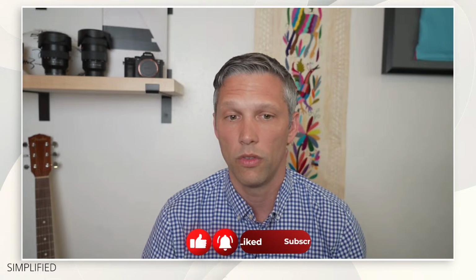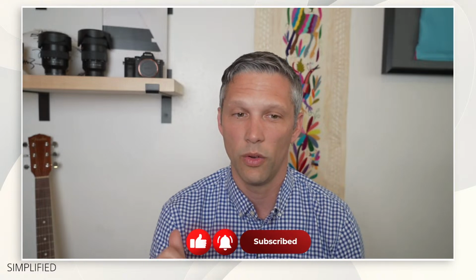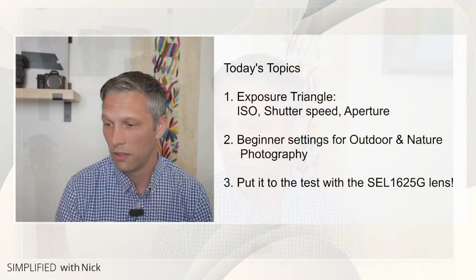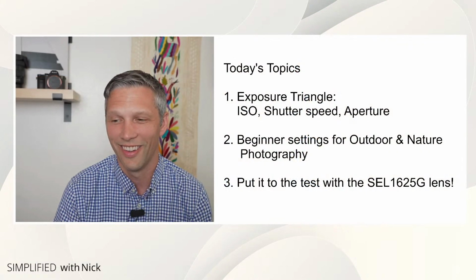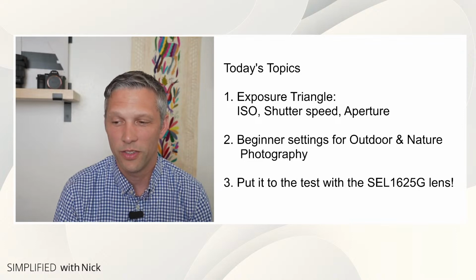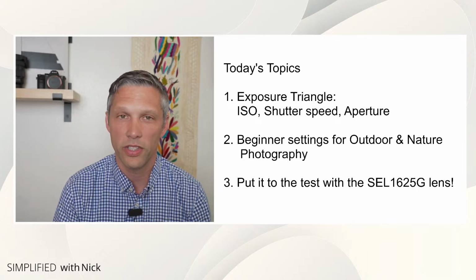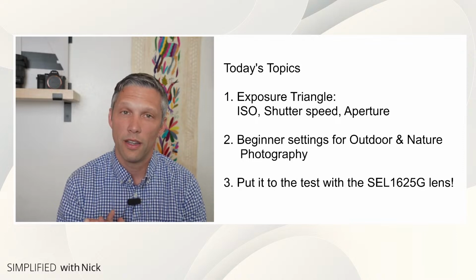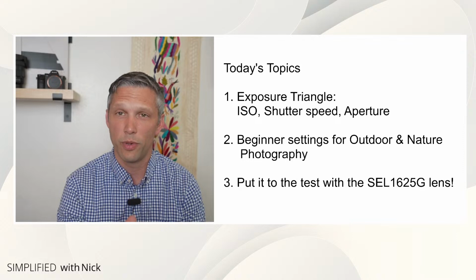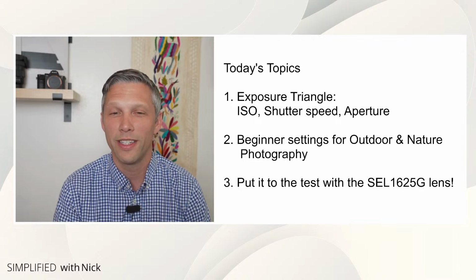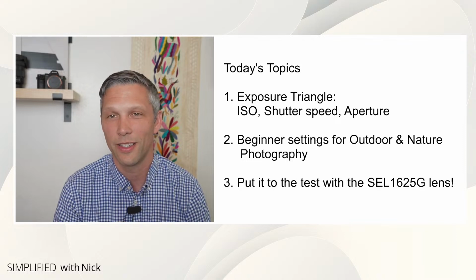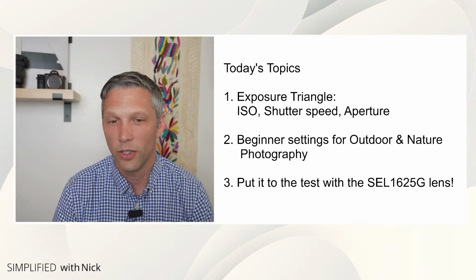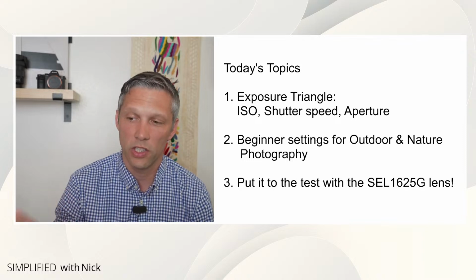Today's topics are going to be: one, the exposure triangle, which is our ISO, shutter speed, and aperture. Two, beginner settings for outdoor and nature photography. And three, I'm going to embarrass myself and put myself to the test with these settings using the SEL 16 to 25G. So the first we're going to cover is the exposure triangle.